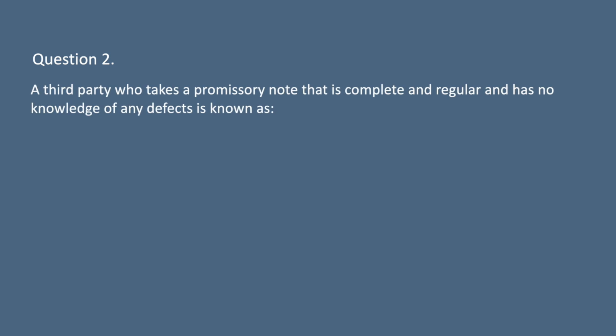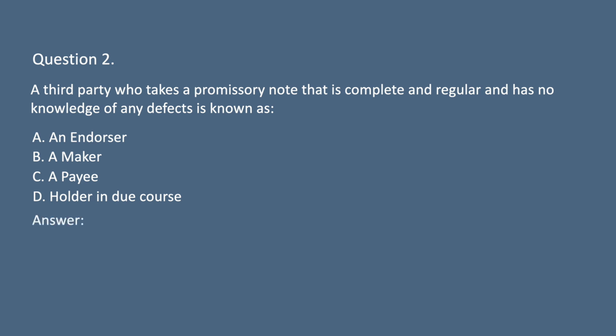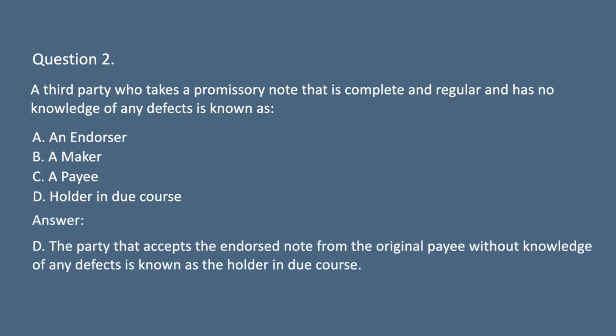Question 2. A third party who takes a promissory note that is complete and regular and has no knowledge of any defects is known as A. an endorser. B. a maker. C. a payee. D. holder in due course. Answer: D. The party that accepts the endorsed note from the original payee without knowledge of any defects is known as the holder in due course.